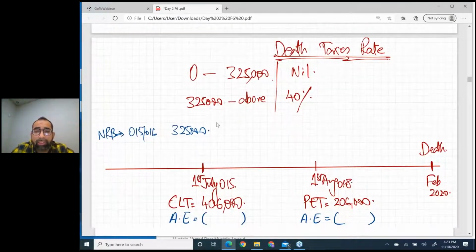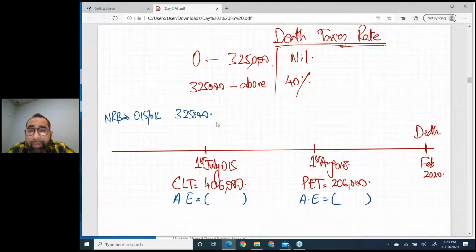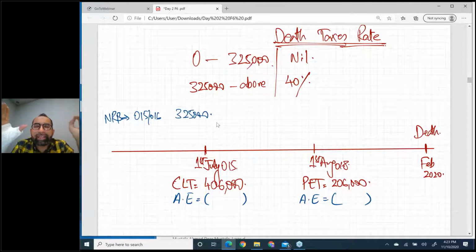Now we are starting a practical area. Be very careful, be very active. At the time of death, all death taxes have one single rate, 40%. In IHT, all death taxes have only one single rate, that is 40%.